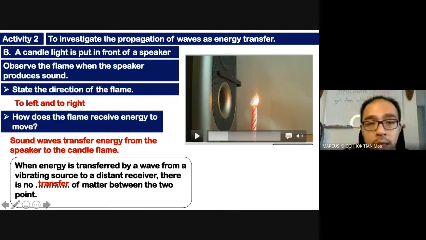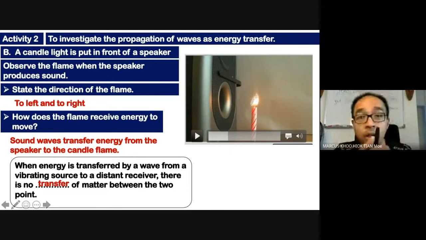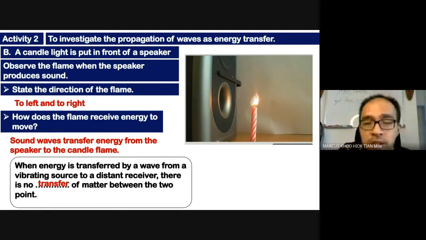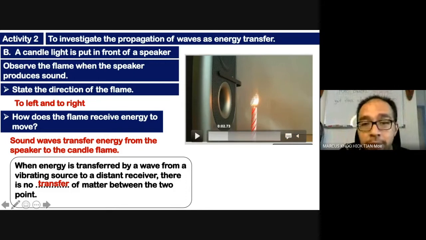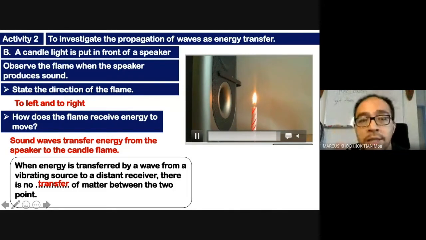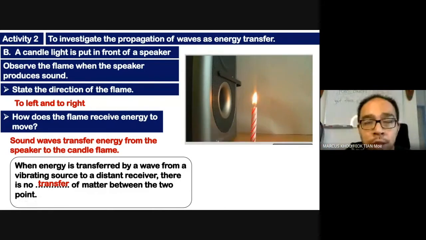That's why you see that although there is nothing touching the speaker and the candle flame, they are not even touching one another, yet you can see that the candle flame is moving. So we can only draw one conclusion: what is actually moving the candle is the energy from the sound wave. The energy from the sound wave is what is causing the flame to flicker.